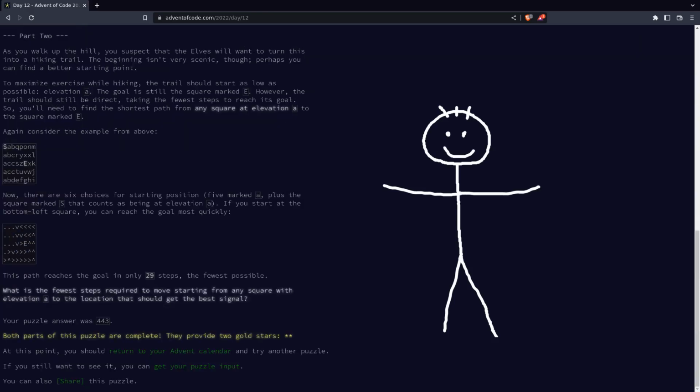So for the second part, we can actually start from any location on the map that has a height of A, like 0. So what we have to do is try to figure out which is the best starting location from all the lowest points. So we have to apply the search algorithm from each A position, and in the example the best solution was 29 steps, so lower than 31.